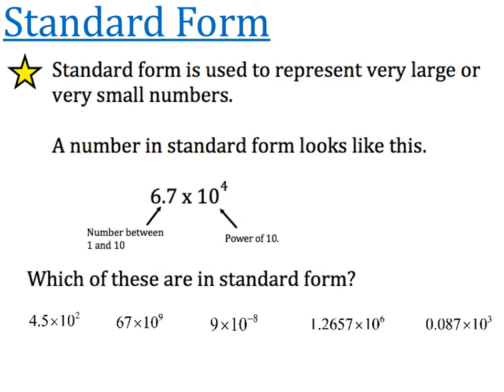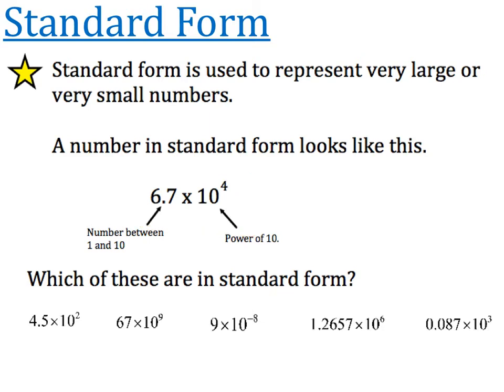All right, you might be wondering, what is standard form? Standard form is something that we use to represent very, very large numbers, usually ones that have lots of zeros in them, or very, very small numbers that have lots of zeros at the beginning of the number, and then a very tiny decimal afterwards. A number in standard form looks like this fancy number right here. So this number right here is in standard form.